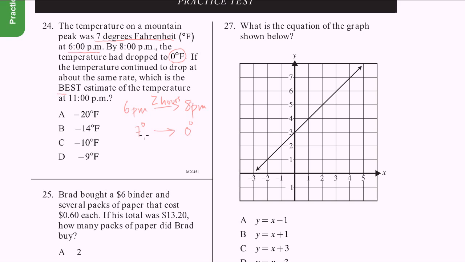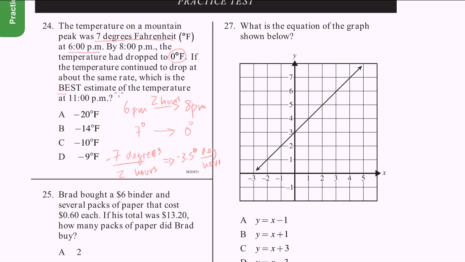So over 2 hours, we dropped 7 degrees. Or you could say the rate of droppage of our temperature, if you want to say it that way. Let me write it this way: 7 degrees for every 2 hours. Or you could say minus 7 degrees for every 2 hours. We're dropping. That's the same thing as saying we're going minus 3.5 degrees per hour. That's the rate at which it dropped from 6 p.m. to 8 p.m. Minus 3.5 degrees per hour.